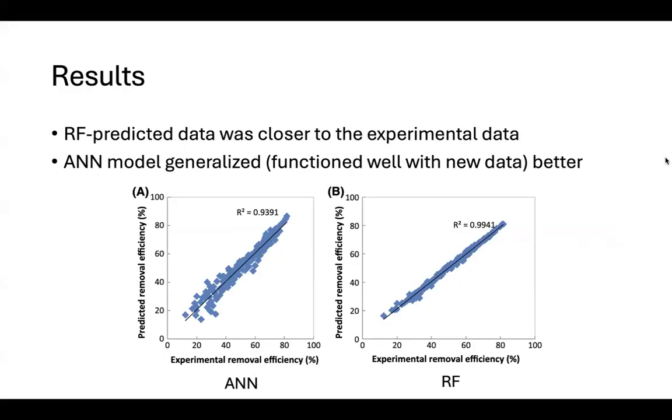So results indicated that the random forest predicted data was closer to the experimental data, but the artificial neural network model generalized, or functioned well with new data, better than the random forest. These plots visualize the closeness between the experimental and predicted data. As you can see, the random forest predictions are a lot less scattered and closer to the actual data from the experiment.